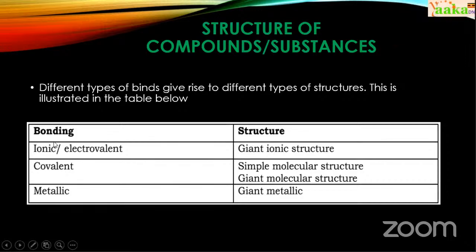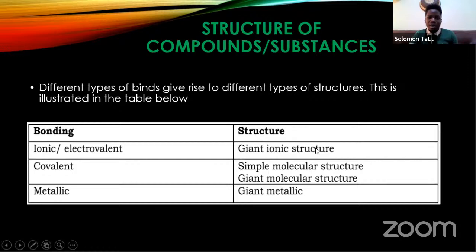We were saying, okay, the type of bonding and the structure that is formed. We have the ionic bond, it forms a giant ionic structure. The covalent bond forms 2 types of structures, a simple molecular structure and a giant molecular structure. The metallic bond forms a giant metallic structure. These types of bonding we looked at last time we were here. So I'll implore you to go find those notes in the group and then go through them. Today we are concentrating on the structures of each type of bond.